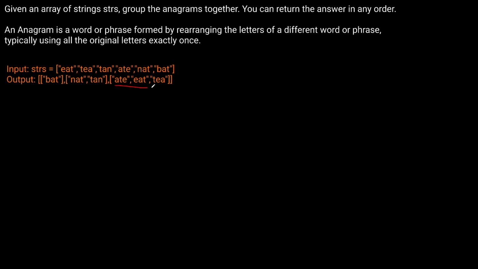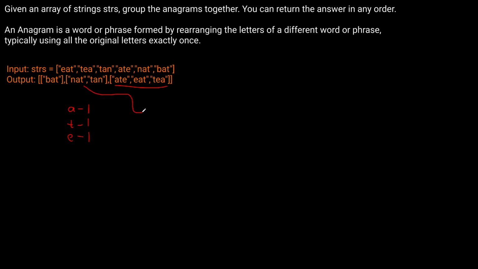Let's focus on ate, eat, and tea. Well, if we remember what an anagram is, basically we're taking the letters of a word, and if we can form another word by rearranging those letters and using all of them, then they should be an anagram group. So in this case, we have A, and there's one A, there's T, and there's one T, and there's E, and there's one of them, right? And we see that's the case for ate, eat, and tea. So that's why it's in a group.